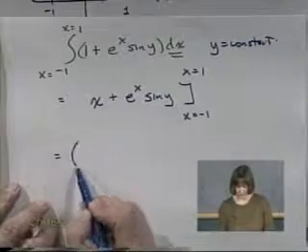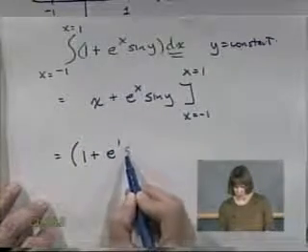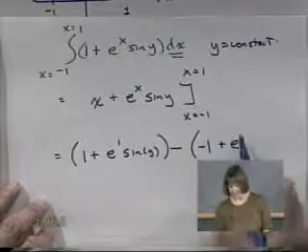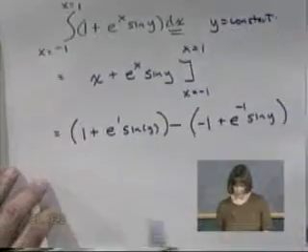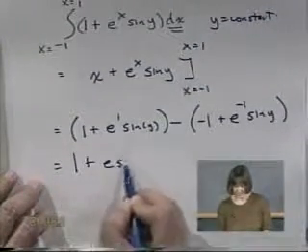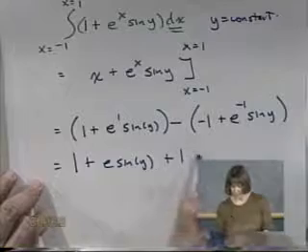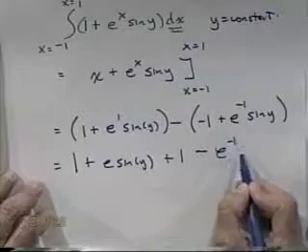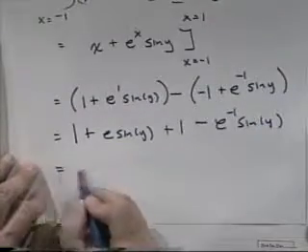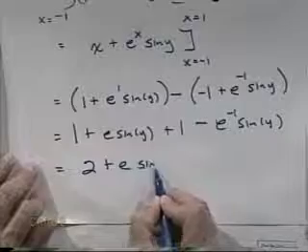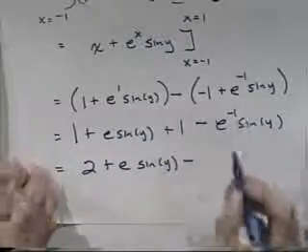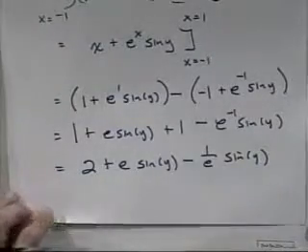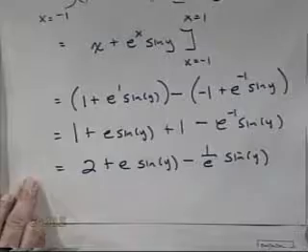So plugging in 1, I get 1 plus e to the first sine y minus -1 plus e to the -1 sine y, which gives me 1 plus e sine y plus 1, because it's minus a minus, minus e to the -1 sine y, which gives me 2 plus e to the first sine y minus, and instead of writing e to the -1, do you mind if I write it as 1 over e sine y, because that negative exponent gives me troubles. And that's my inner integral.